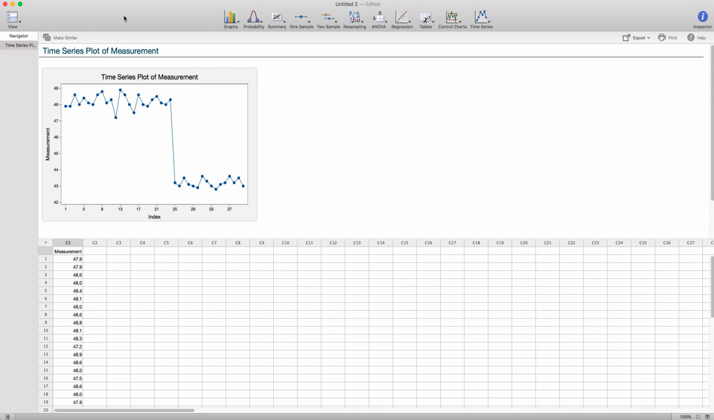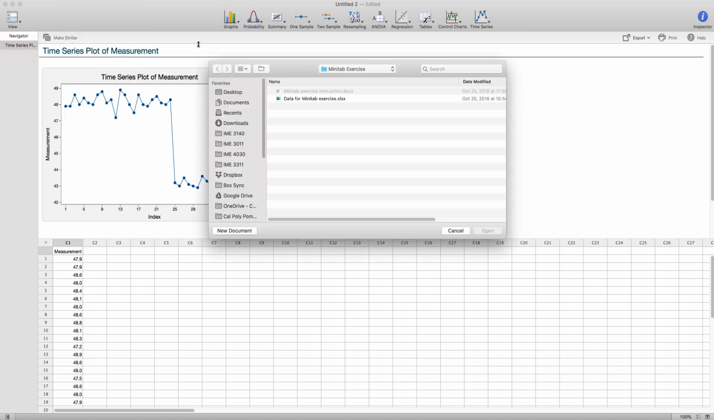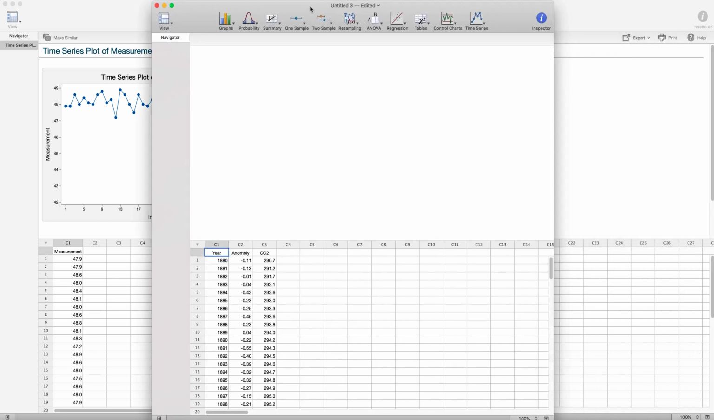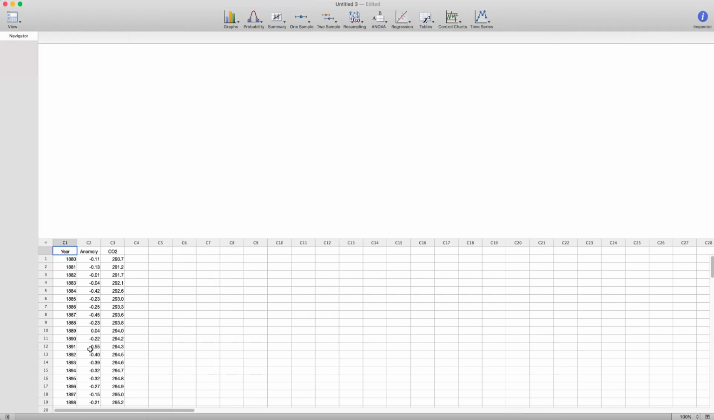Another data set that we're going to look at is the last one, which is the CO2. So what we see in this data set is global mean surface air temperature anomaly. And so this is temperature anomaly on the Earth, or actually air temperature anomaly, and the global CO2 concentration for years from 1880 all the way to 2004. So over that time, they recorded temperature anomaly.